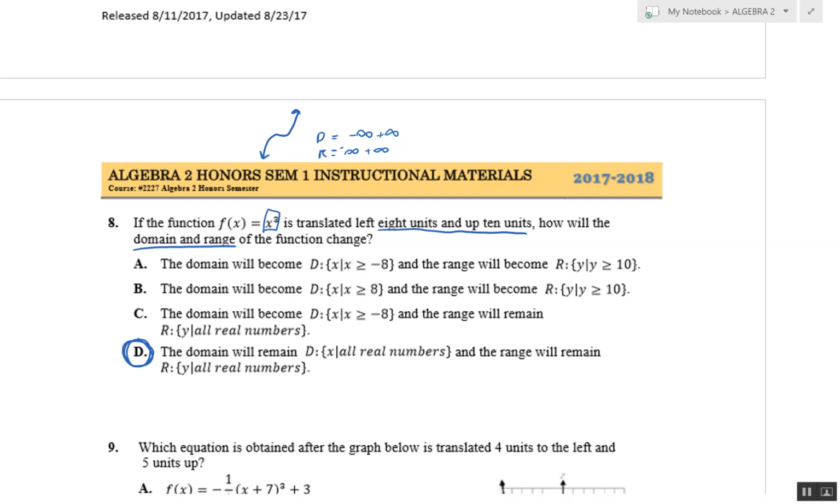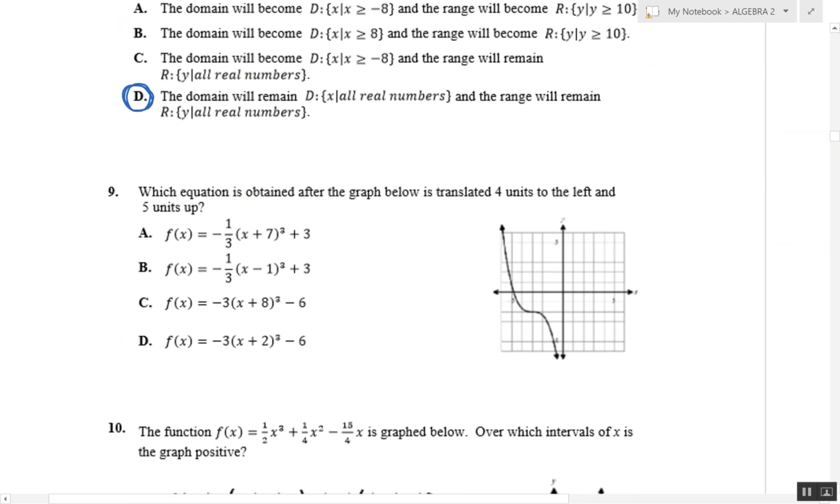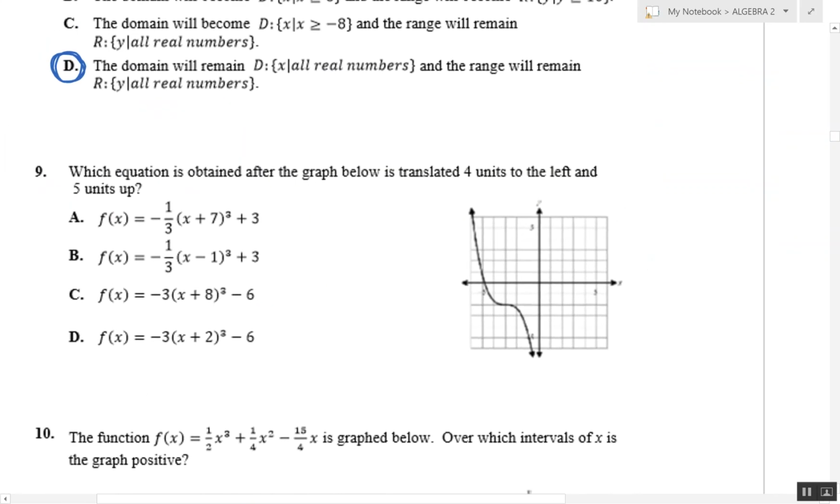All right, moving on, question number 9. It says that the graphs are translated, and so on. So it looks like we have a graph that looks something like this right here. If I put my little point right here, we're going to move it translated 4 units to the left. That happens at -1, -2, -3. We're going to go to the left 1, 2, 3, 4. That would actually put us at -7.